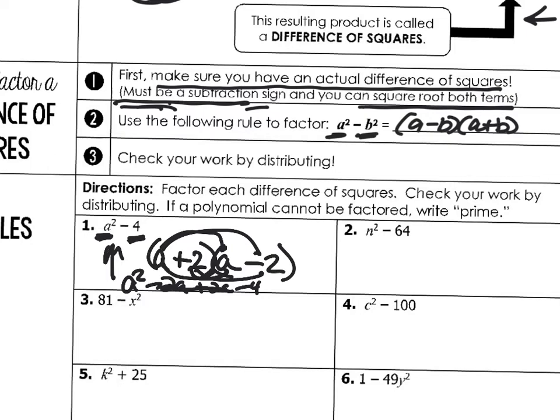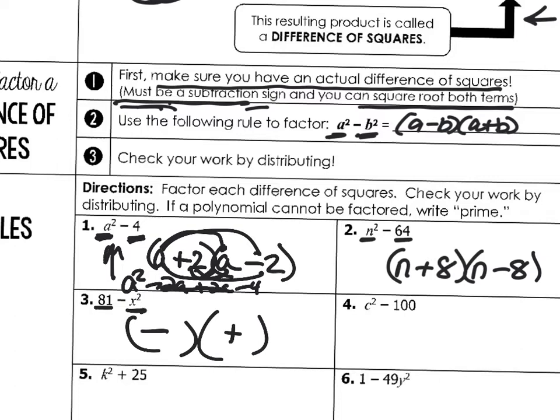All right, so it's subtracting. You have n squared is a perfect square, 64 is a perfect square. So one's going to be plus, one's going to be minus, and square root of n squared is n. Square root of 64 is 8. Perfect square, perfect square. One's plus, one's minus. So square root of 81 is 9. Square root of x squared is x.